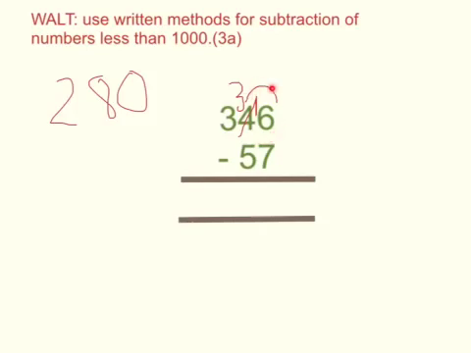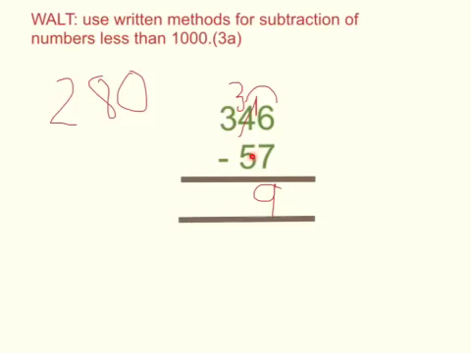16 take away 7. This gives me 9. I place that under my units column. I then carry on with my next column. Because I've borrowed 1, this is now 3 subtract 5. This would again give me a negative number.